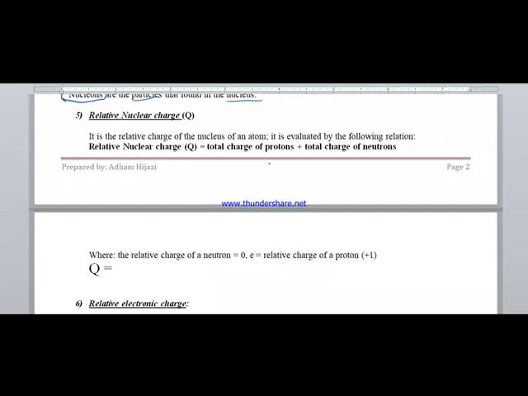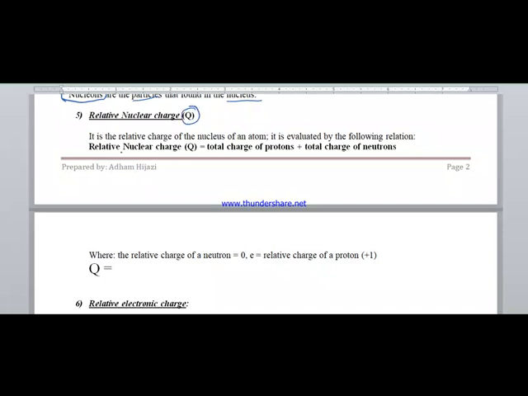In this session, inshallah, we will start talking about the relative charge of the nucleus, how to calculate the relative nuclear charge. It is symbolized by the letter Q.